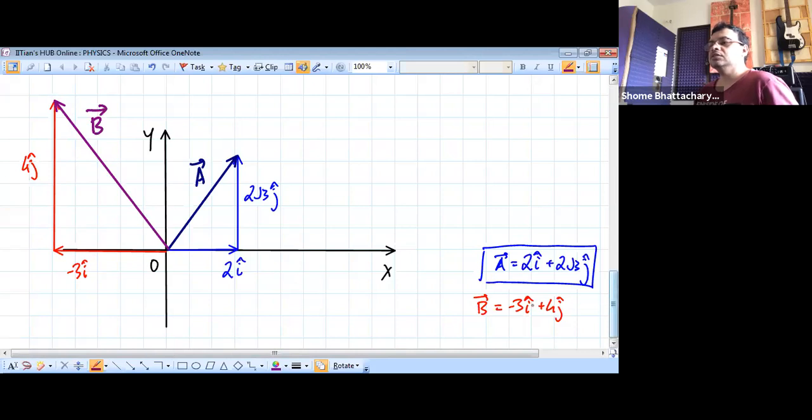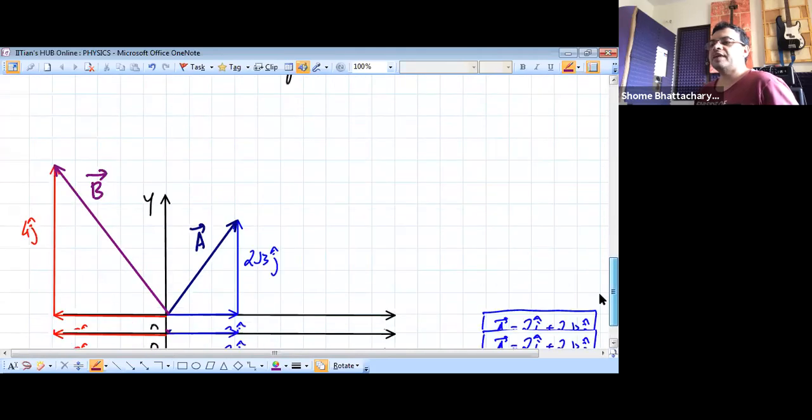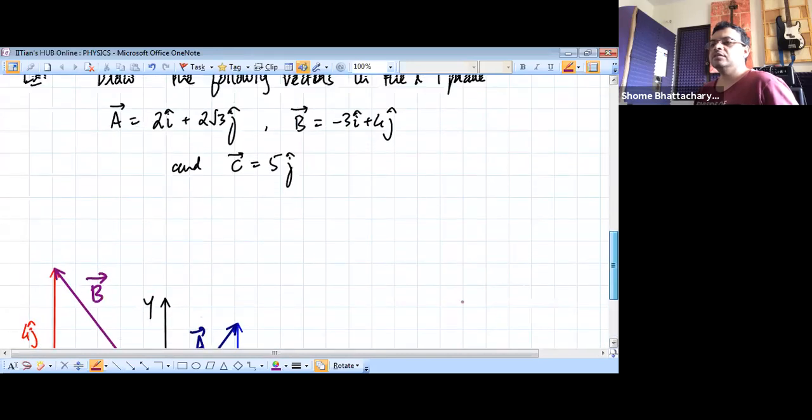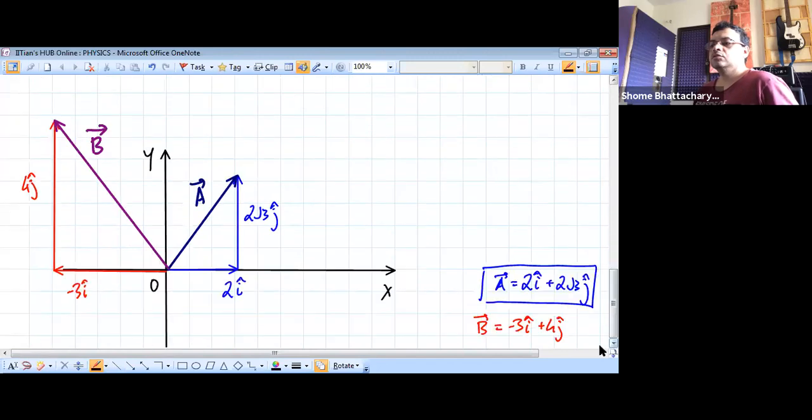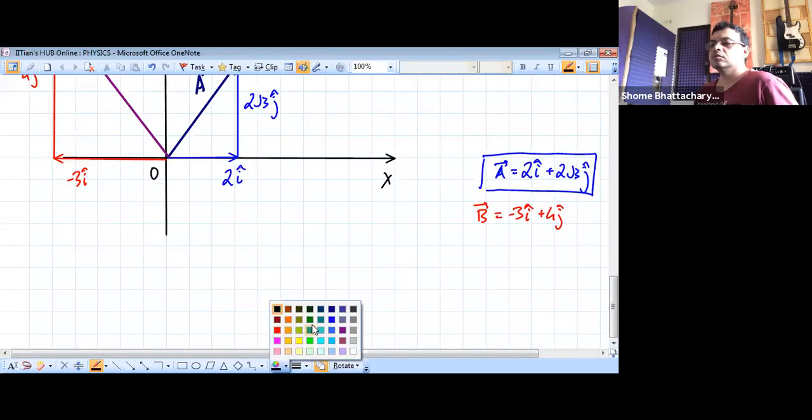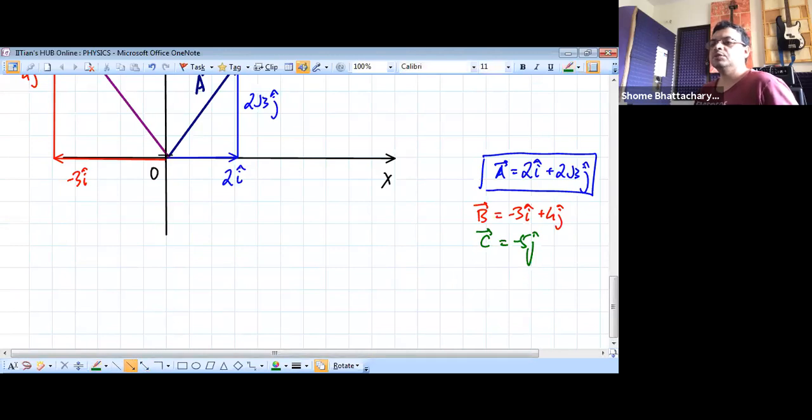And you can see the third vector, it was 5 j cap, or let's just make it, just to make the diagram easier to draw, let me make this minus 5 j cap. The vector C now is minus 5 j cap. So it doesn't have an x component. Its direction is purely along the negative y-axis, and it would simply be this vector. Minus 5 j cap. This would be the vectors.